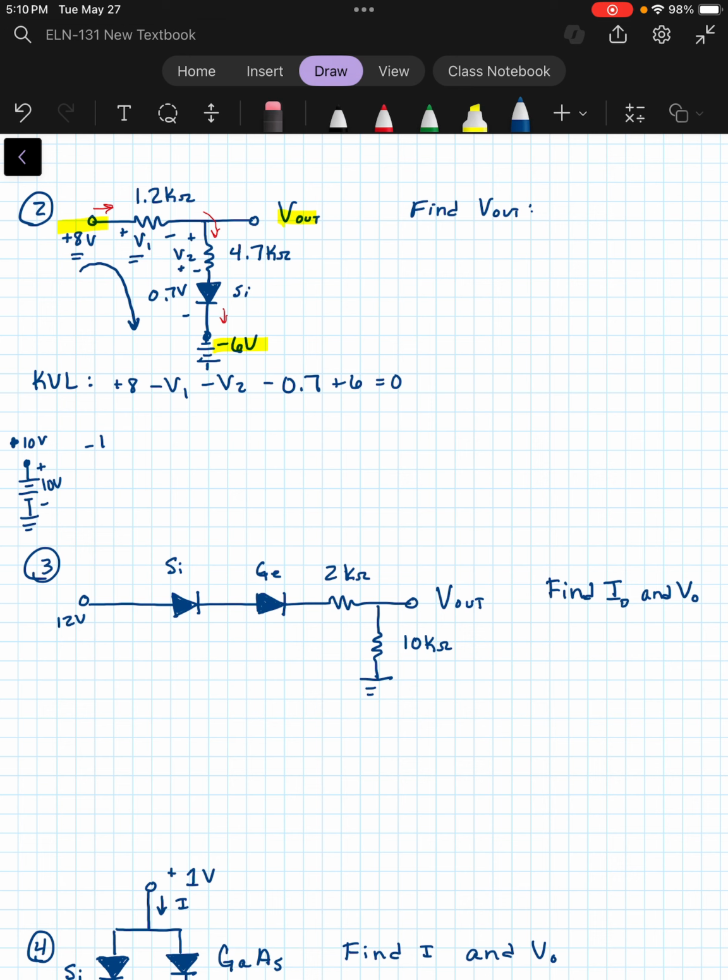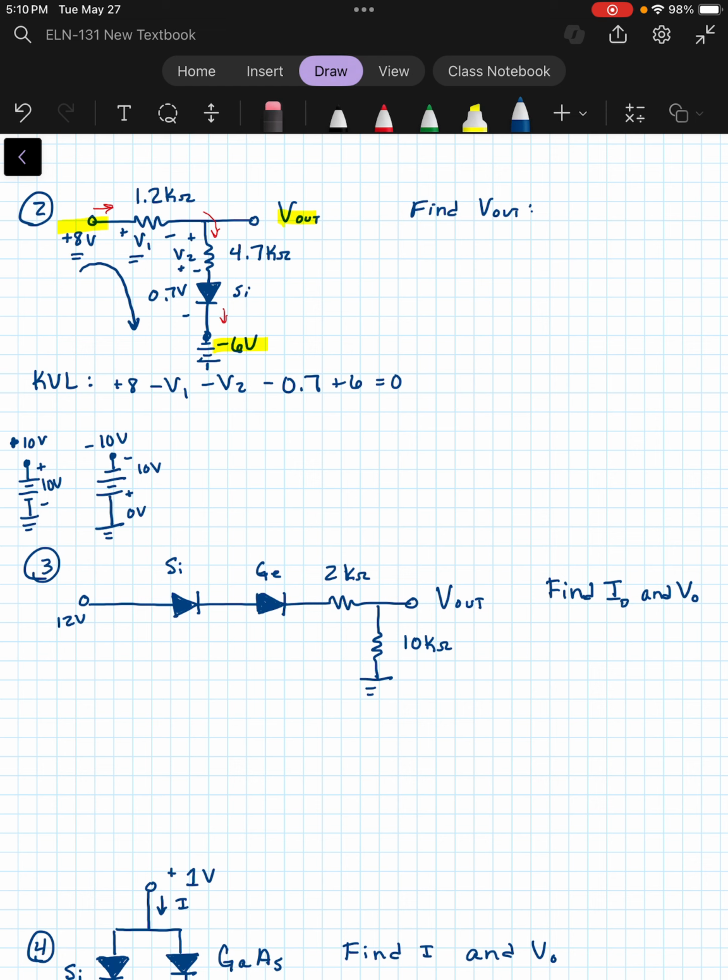Or if you have a negative 10 volts at this point, that's the same thing as having a... remember, this is 0 volts here, and we've got a drop of 10 volts from ground. So you could just redraw the circuit if that makes you feel better, but we're going to add that 6 in here for our KVL equation.